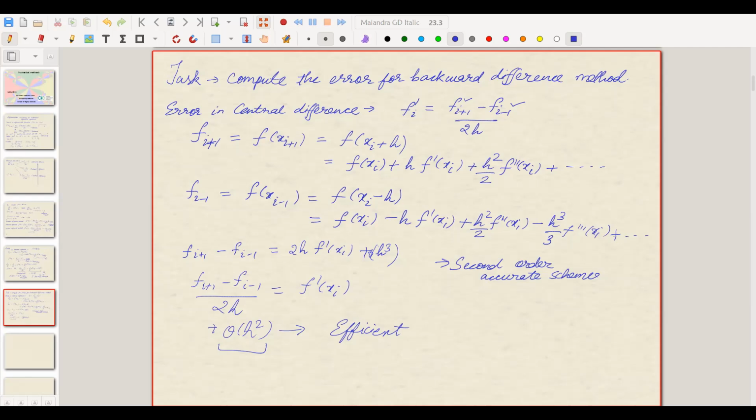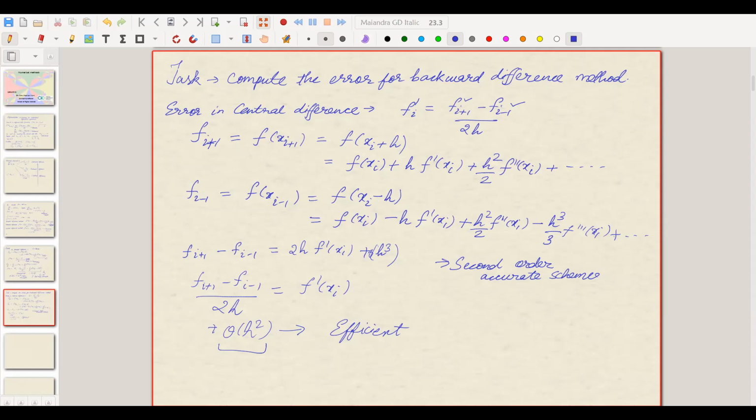I have defined the function here as lambda x, e to the power sine of x cube by 4. Then I have defined the derivative f prime, that's the analytical derivative. So I can plot fp versus x, and then you will get a curve. Here I have taken h to be 0.1.